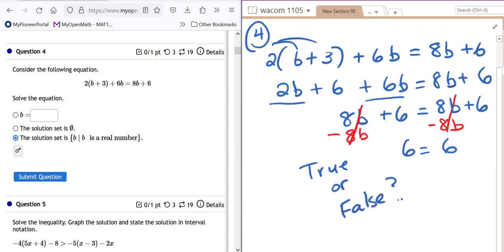Once your variable's gone, if it's true, it's all real numbers. If it's false, it's no solution. So these are your special kinds of equations. This one is true, and it will be all real numbers. And they have just put it in set builder notation in the software. It still says b is a real number.